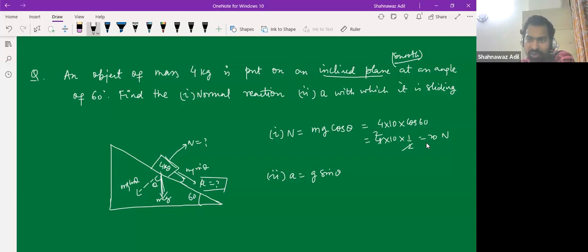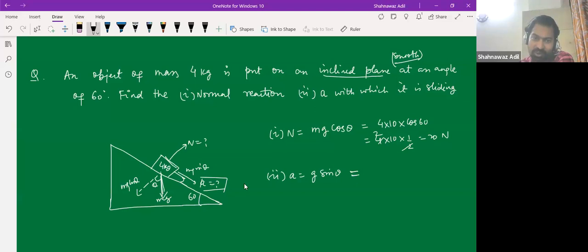So how did you get a different answer, Akib? Sir, actually I was doing the same method. Then I thought, how can I get theta? So I cancelled it and I just did N is equal to 4 into 10 Newton.